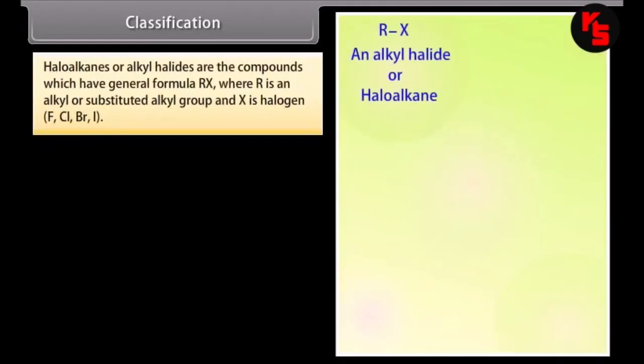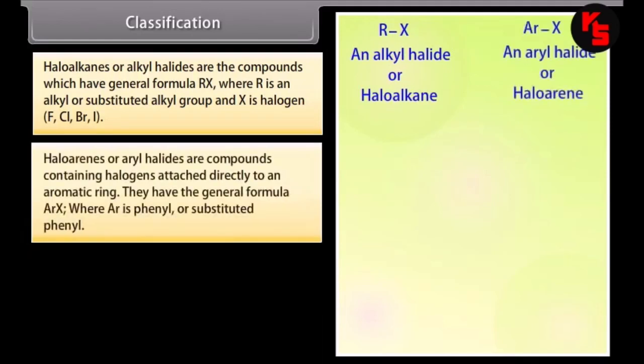Classification. Haloalkanes or alkyl halides are the compounds which have the general formula RX, where R is an alkyl or substituted alkyl group and X is the halogen F, Cl, Br or I. Haloarenes or aryl halides are compounds containing halogens attached directly to an aromatic ring. They have the general formula ArX, where Ar is phenyl or substituted phenyl.